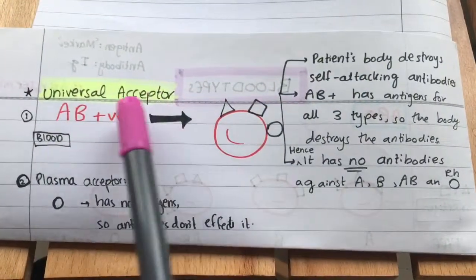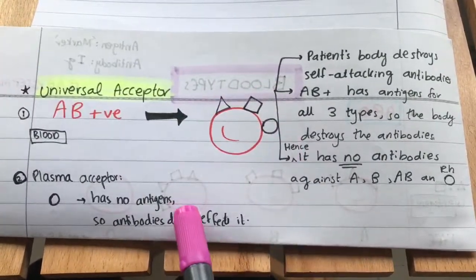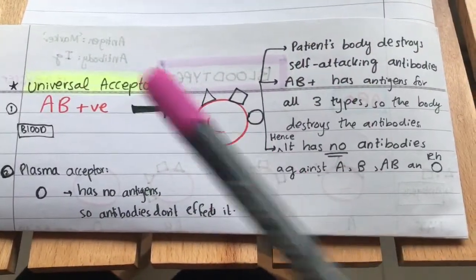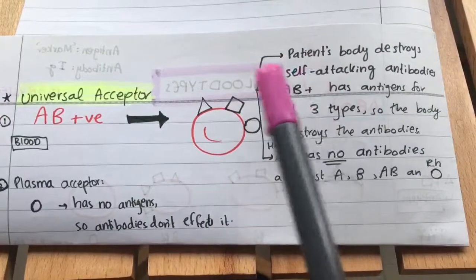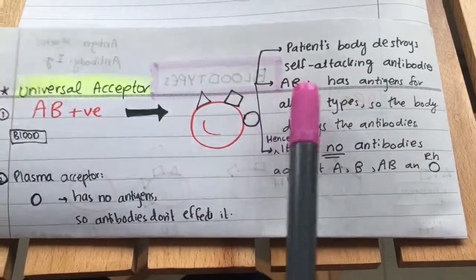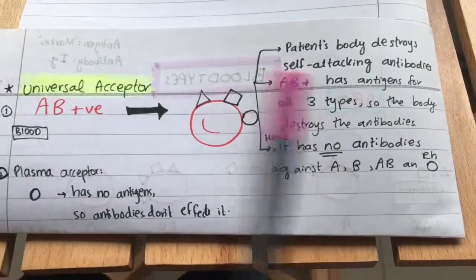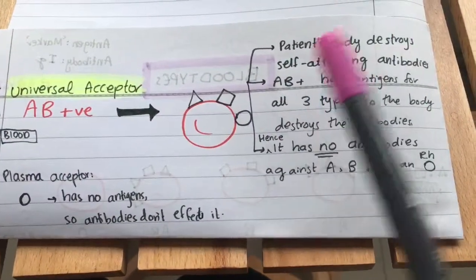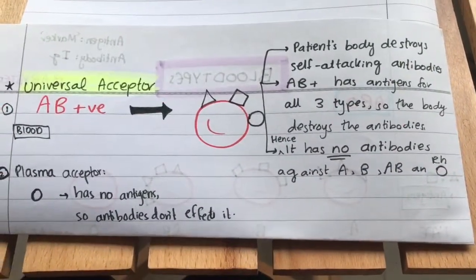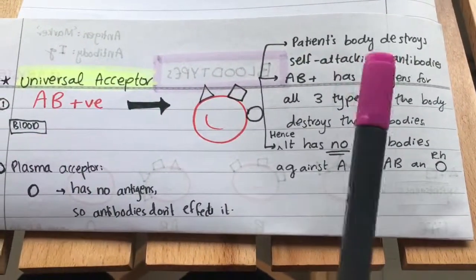So now your universal acceptor is AB positive, because it has all three antigens, right? It's antigen A, B, and D. So why is this a universal acceptor? Because the patient's body doesn't produce antibodies against its own antigens. So AB positive has antigens for all three types, so the body has no antibodies against A, B, or Rh. So you can give it any blood and it won't react.